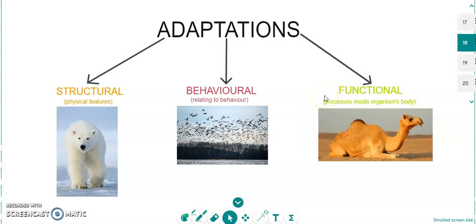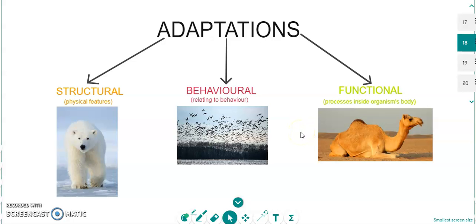And finally, functional adaptations. These are probably the hardest ones to recognize, as they relate to the processes going on inside an organism's body, like their metabolism and their reproductive system. For example, many desert animals conserve water by producing very little sweat and only small amounts of concentrated urine. Camels accumulate a lot of fat in their humps, which they can then break down later to release water.